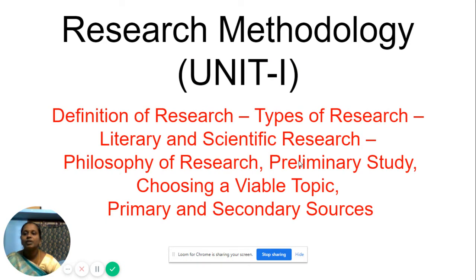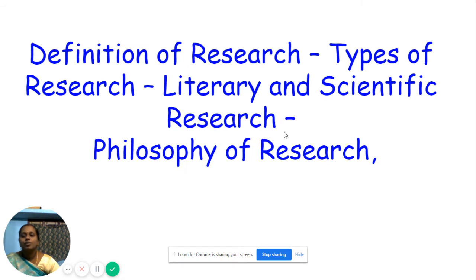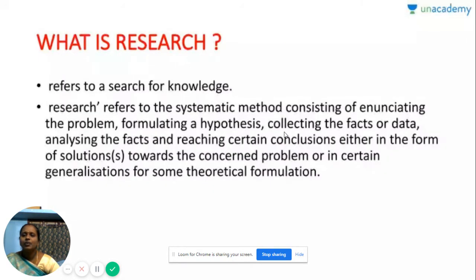So today we are going to see the first unit: definition of research, types of research, literary and scientific research, and philosophy of research. These are the topics we are going to cover today. Before going to the class, let me explain what research is and where the word originated. Research is nothing but search for knowledge. You are searching and then you have to find out something new. That is known as research.